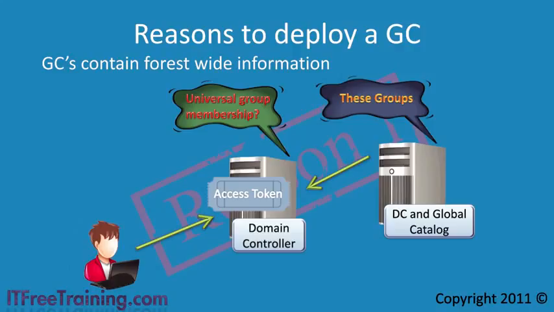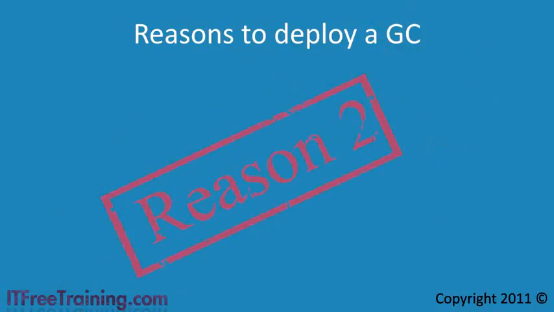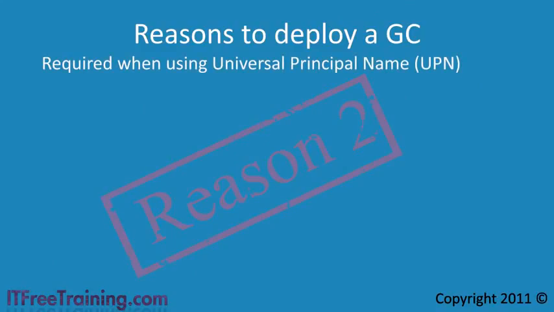The second reason you need Global Catalog servers is that Global Catalog servers are required when a user logs in using a Universal Principal Name, or UPN. A UPN is simply a username in the form of username at domain name. A UPN is unique across the forest.